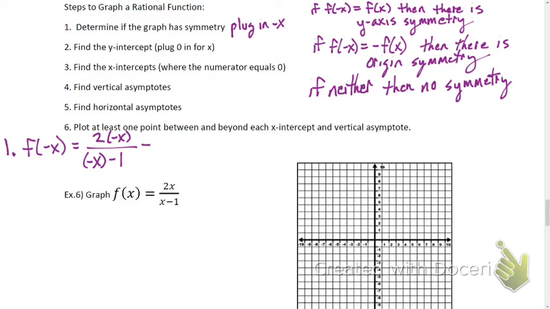Do any simplifying that you can, and we end up with negative 2x over negative x minus 1. So ask yourself, is it identical to what I typed right here? No, I don't think it is. Do all the signs flip? Almost. The 2x flipped, the x flipped, but negative 1 is still negative 1. So no symmetry.